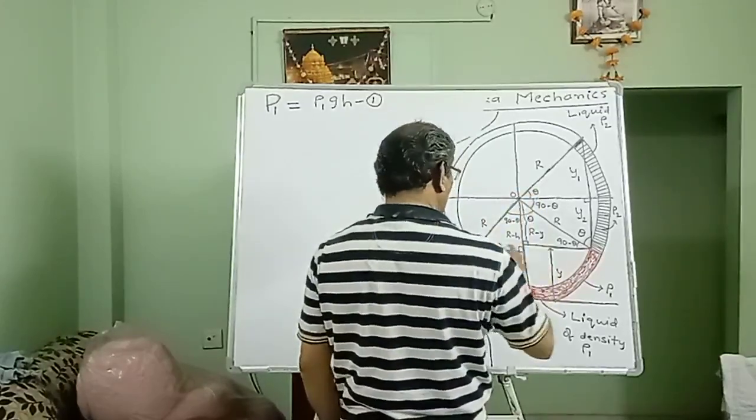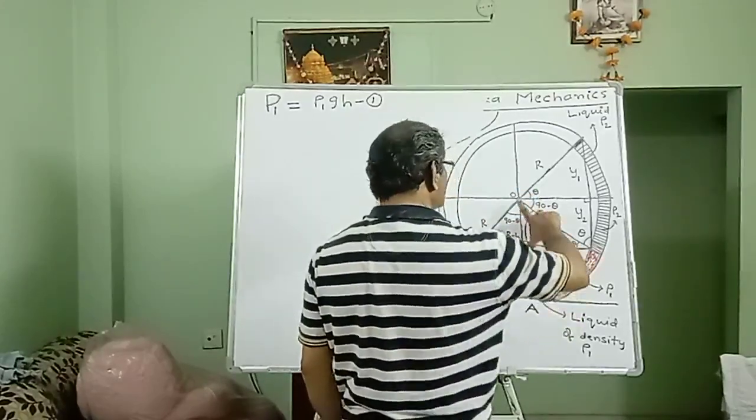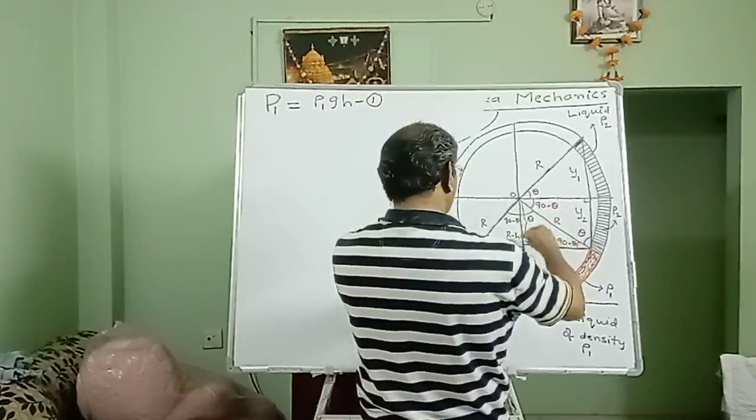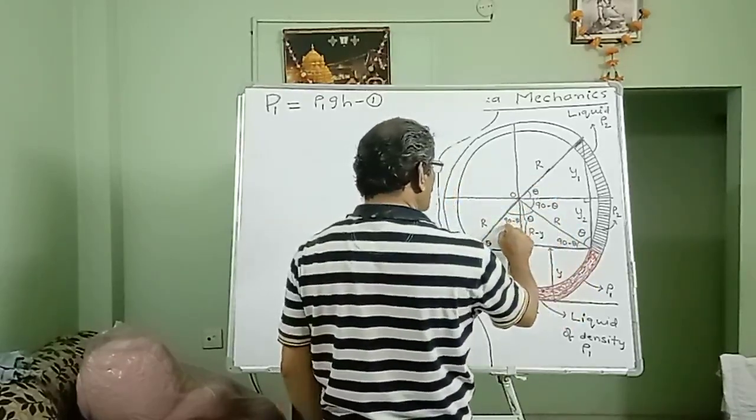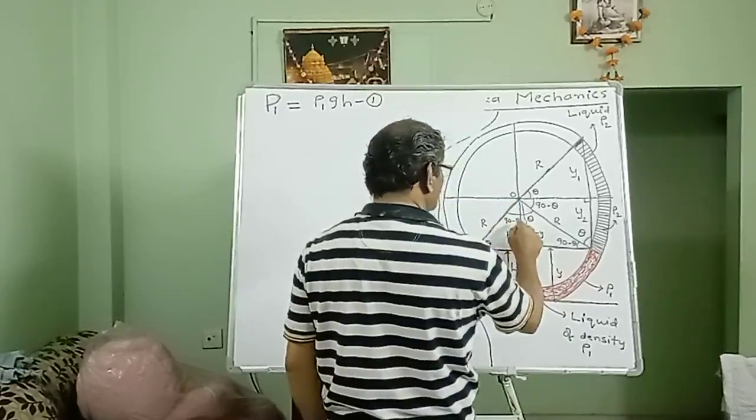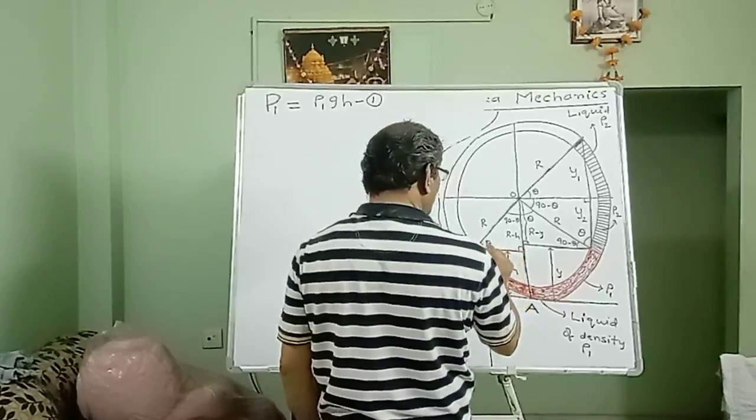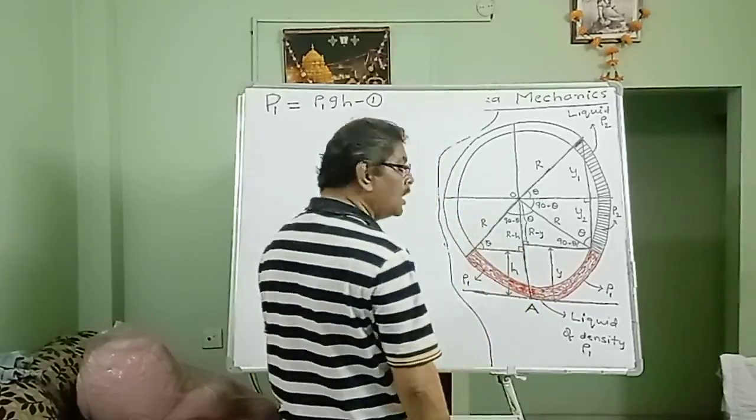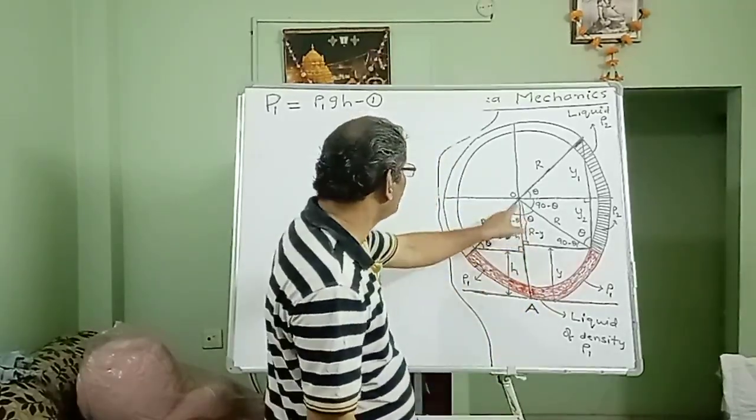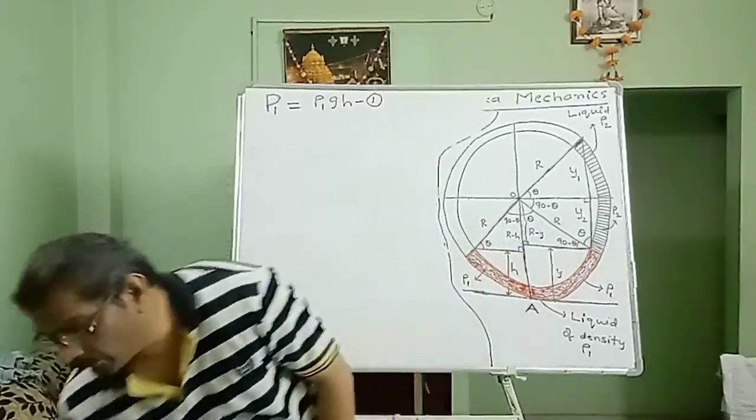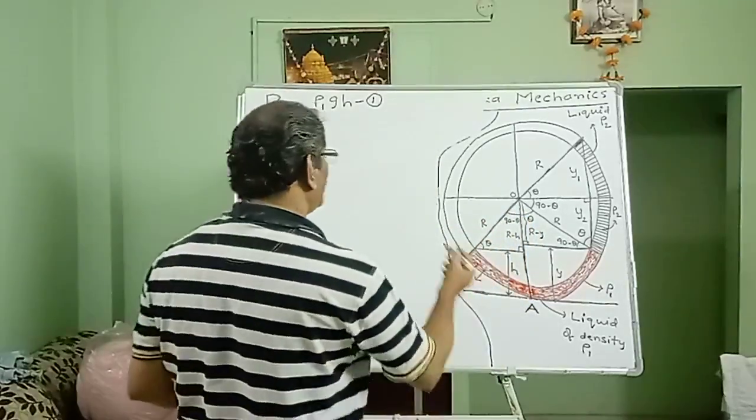Now in this triangle, if this is h, then the remaining height will be r minus h. So this angle will be 90 minus theta. This angle will be 90 degrees. So the remaining angle will be theta. So from this right angle triangle, now find the value of sine theta.